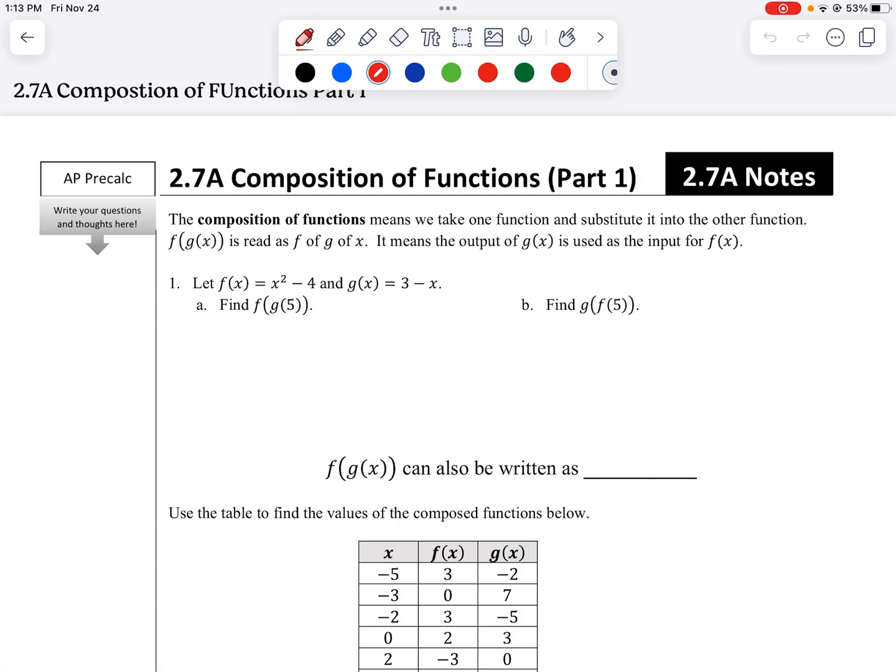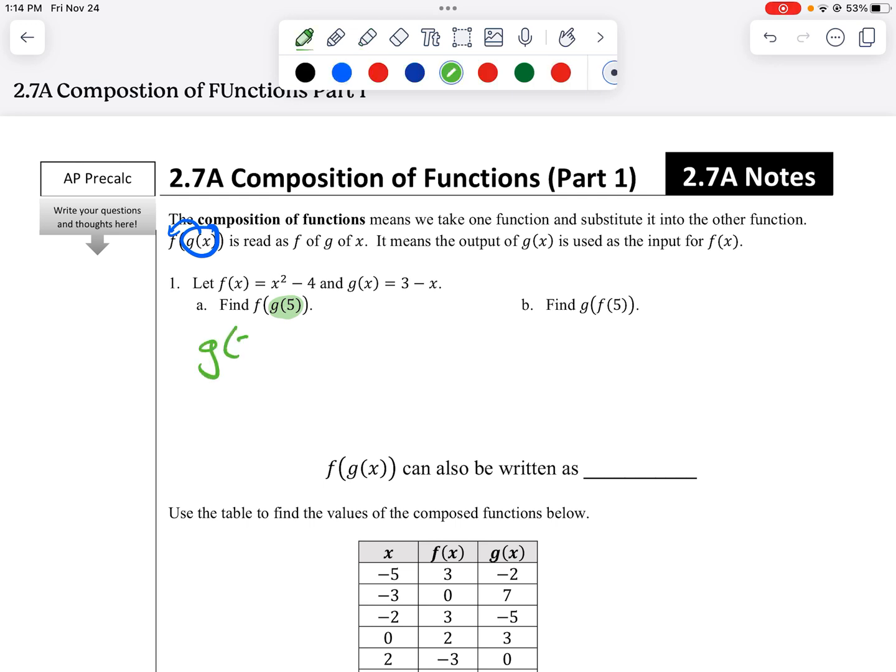So for the next 2 days, we're going to review composition of functions. And you guys did this last year in advanced algebra, but we're going to review it and see what you remember. So the composition of functions means we take one function and substitute it into another. And I bet you guys remember this notation as f of g of x. And it means we take our output, whatever we get for g of x, and we input it into our f. So for example, this first one, we're going to take g of 5.